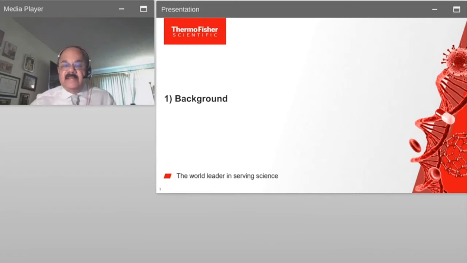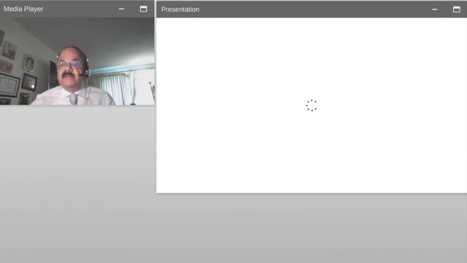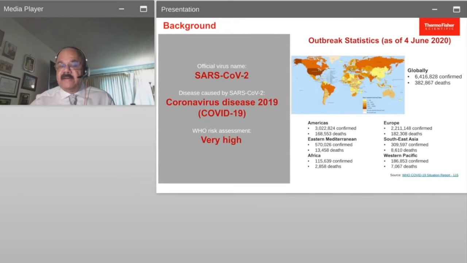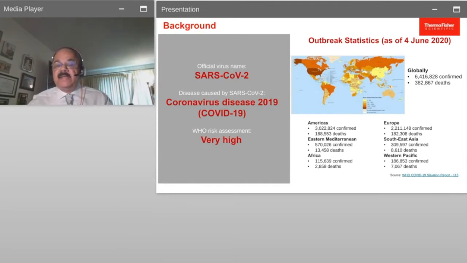Essentially, as you all know, the SARS outbreak has had a global impact. What you see on this slide is the WHO update of the global spread of the virus as of June 4th, 2020. You will see the countries and continents listed, and the number of people who have been confirmed infected and the number of deaths. Overall, this has been a very stressful situation for people all over the world.